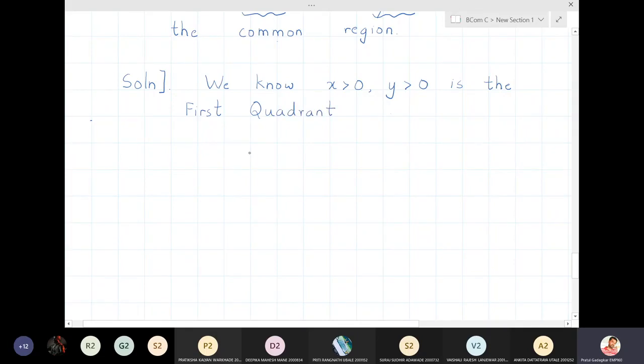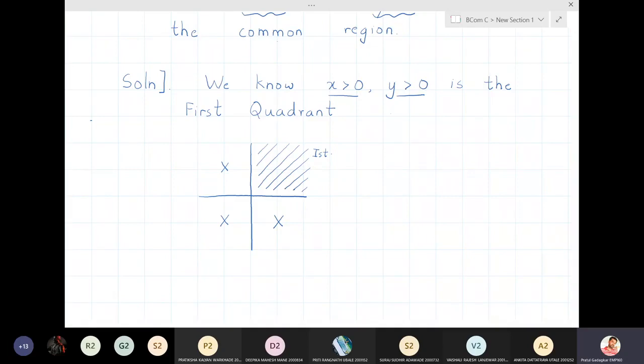So if I look at this particular diagram, this first quadrant is this. Okay, so we will have interest only in the first quadrant. We will not be interested in the second quadrant, third quadrant and fourth quadrant, because x greater than 0 and y greater than 0 means the first quadrant. So this is your first quadrant. Let us keep this aside and now go to the other inequalities.